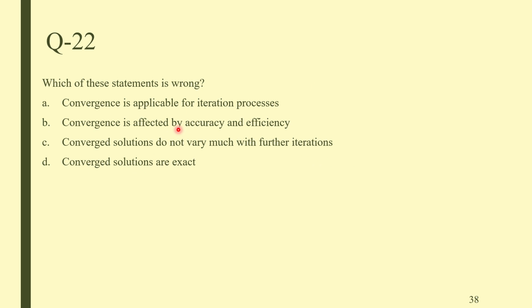Converged solutions are exact. This is false, because we cannot say that a converged solution is the same as the exact solution. That is a different concept altogether. It is not true. Converged solutions may be different as well, but some other factors also come into the picture here. All three other statements are right in this context, whereas this particular one, option D, is false. Since we are asked to identify a wrong statement, option D is the right answer. Answer is option D. We'll go to question 24.